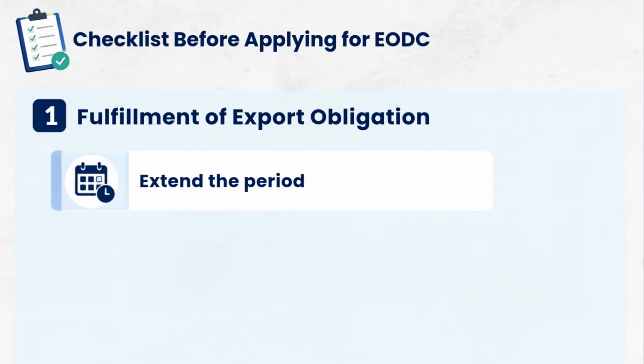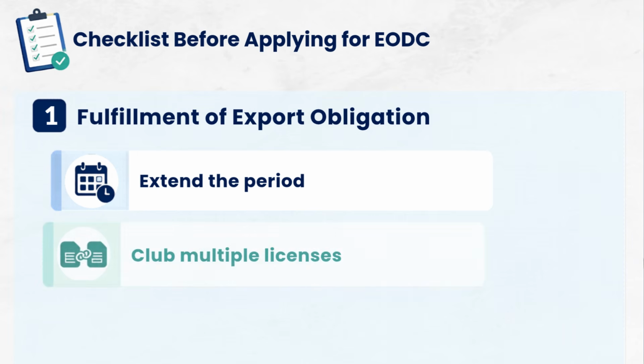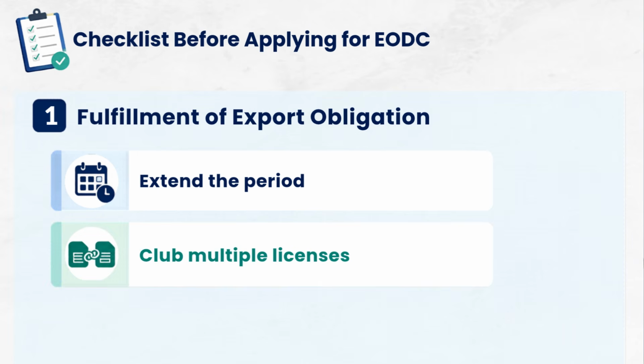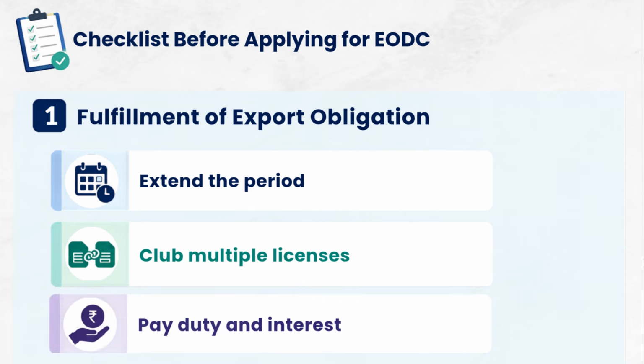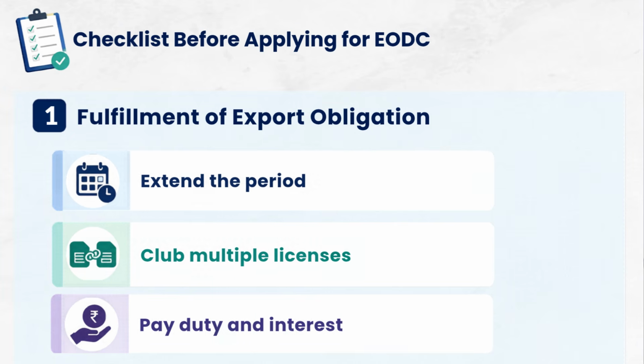Extend the period. The current foreign trade policy allows 2 6-monthly extensions of the export obligation period. Club multiple licenses. This option applies if you have multiple advance licenses for the exact same product, where one license has excess fulfillment and the other is partially fulfilled. Pay duty and interest. You can pay the required duty plus interest against the unfulfilled portion of the export obligation and then proceed with redemption.